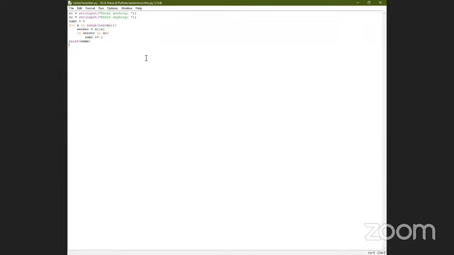So okay, if seeker is in S2, you've used in. Clever, clever, clever. I didn't teach you how to do that, but you did it, so well done. If seeker in S2, then the same will be incremented. Okay, yeah, I think that should be all.